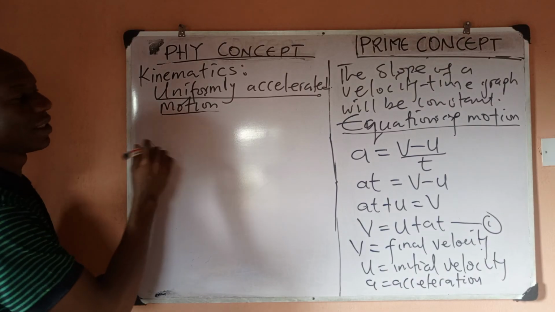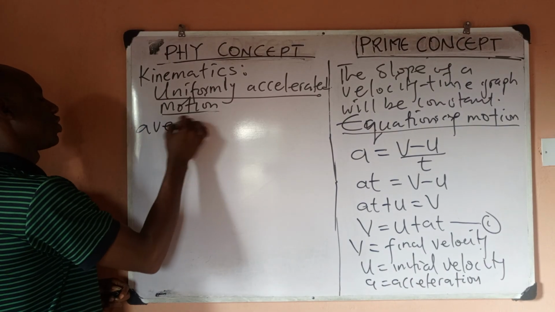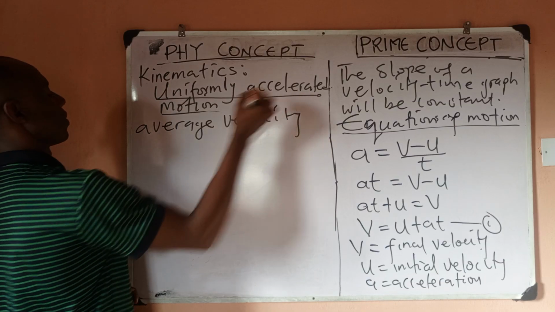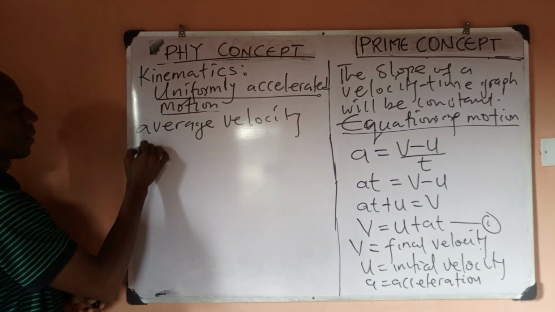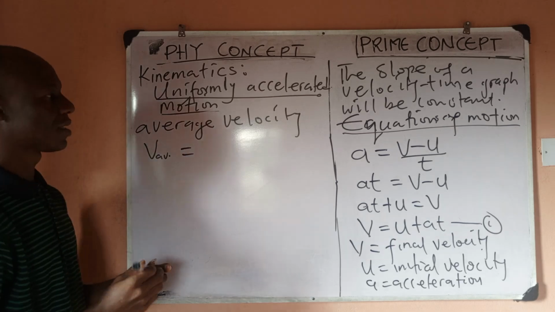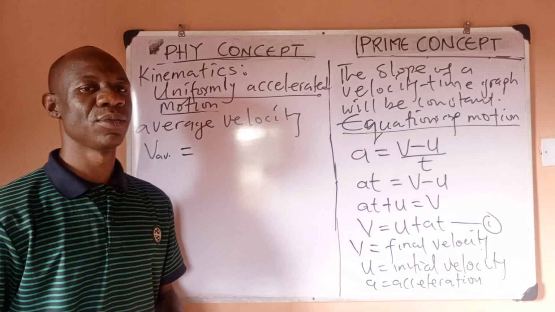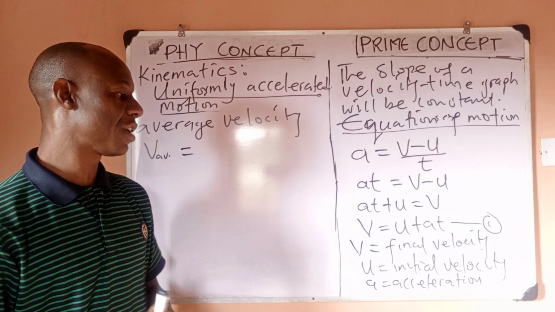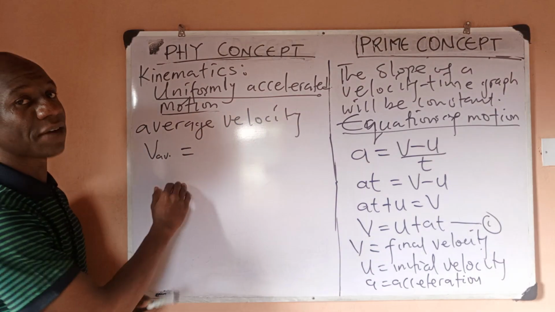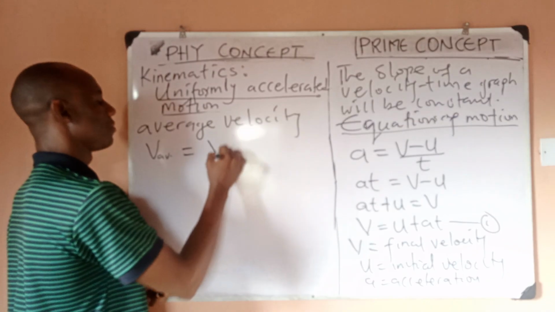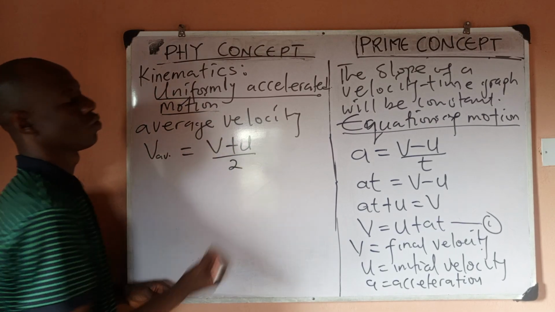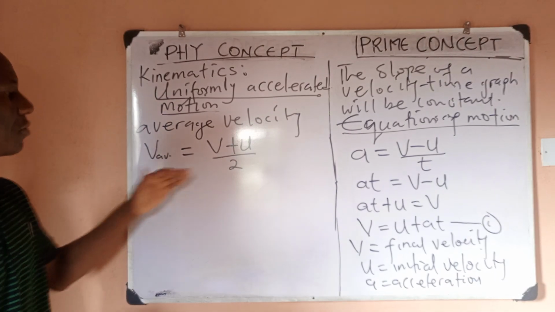So if this is the case, average velocity would be, let me put it this way, average velocity. Since our particle under uniformly accelerated motion has just an initial velocity u and a final velocity v, then our average velocity is going to be (v + u) divided by what? 2, of course. So this is our average velocity.